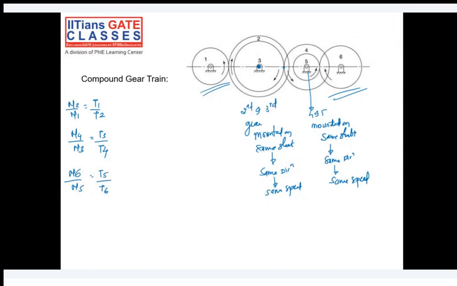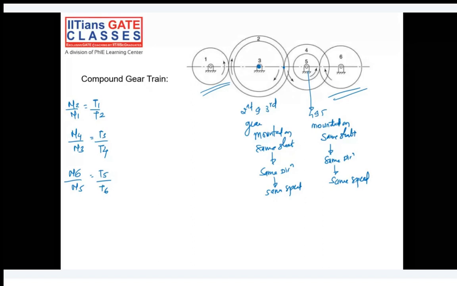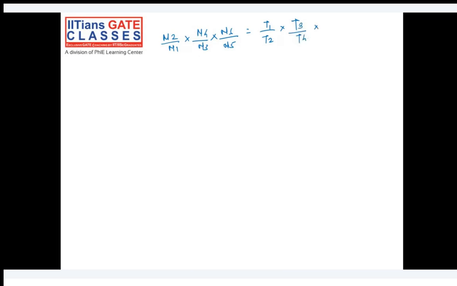Okay. So now, if you do the multiplication again, as I have explained in the simple gear train, N2 by N1 into N4 by N3 into N6 by N5, you can write it as T1 by T2 into T3 by T4 into T5 by T6. Okay.